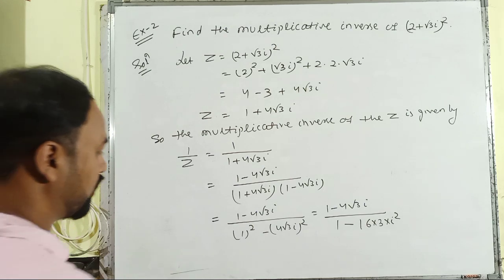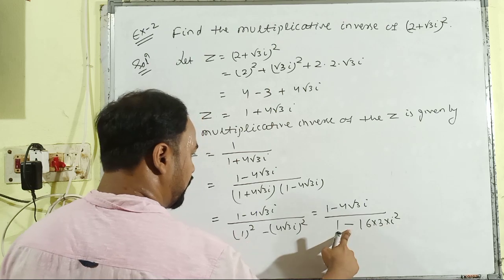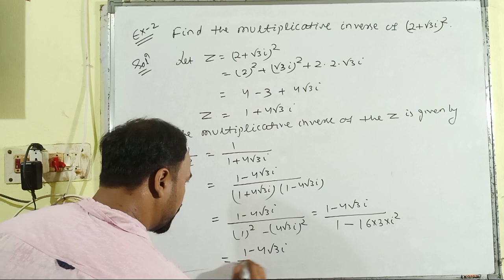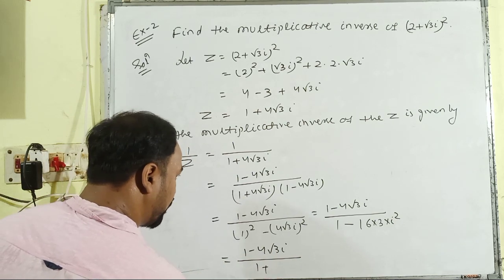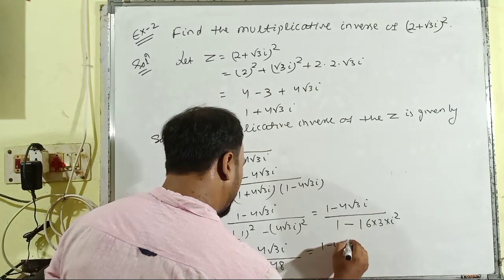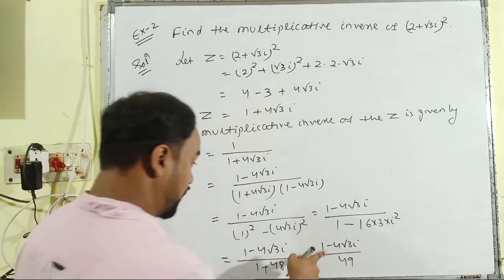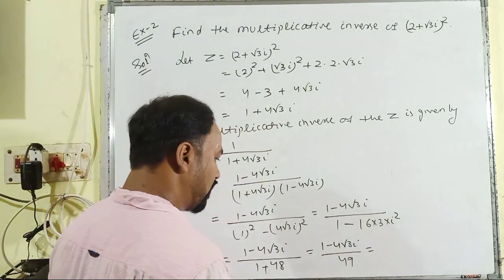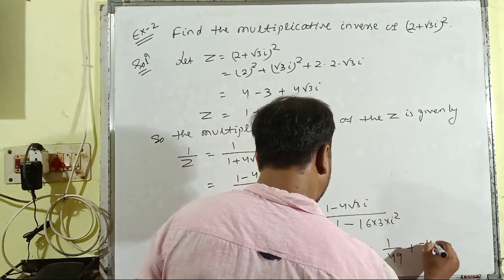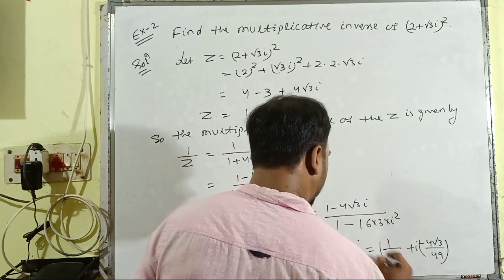Okay, now let us solve it here. So it will be i square, which is minus 1, so minus minus plus, giving 1 minus 4 root 3i divided by 1 plus 48. That means it is 1 minus 4 root 3i divided by 49. Now you can separate it to get the general form of a complex number. That means 1 upon 49 plus minus 4 root 3 divided by 49i.